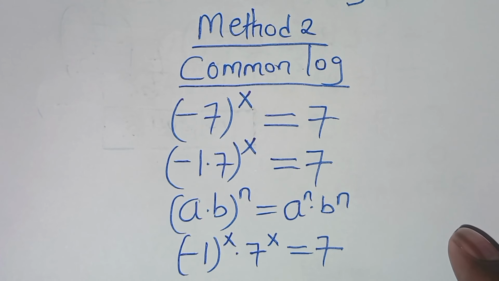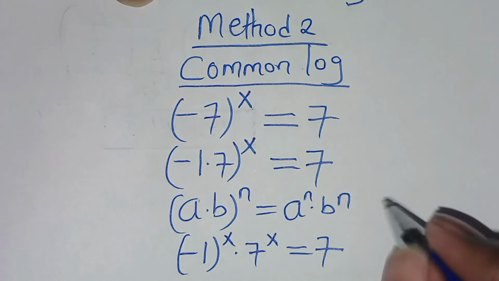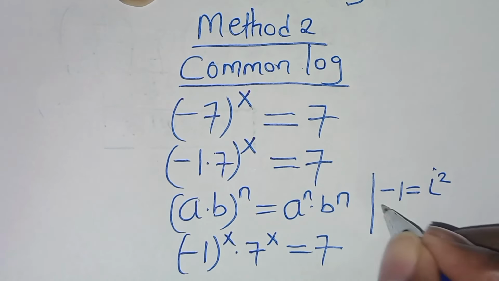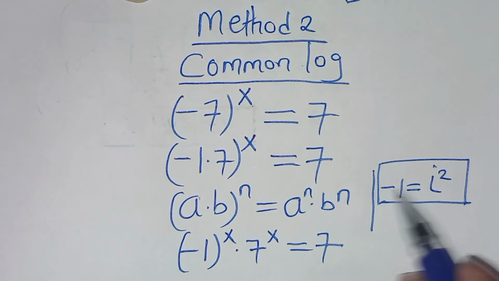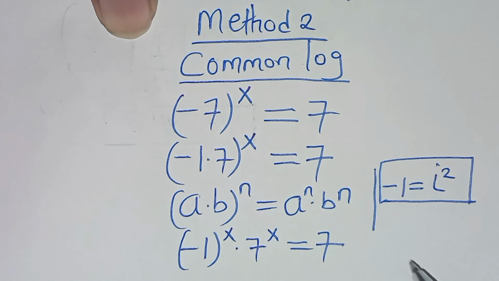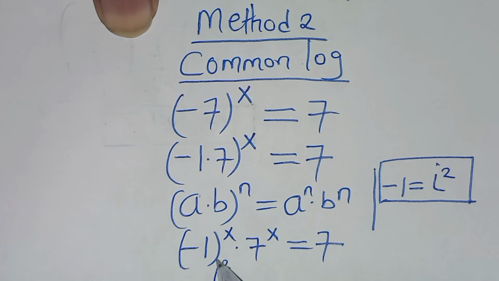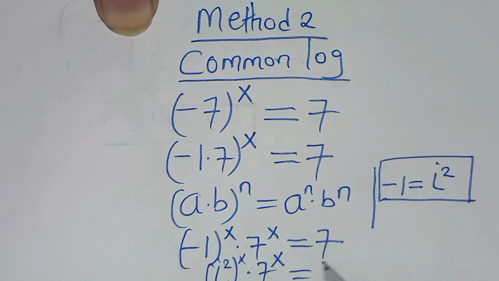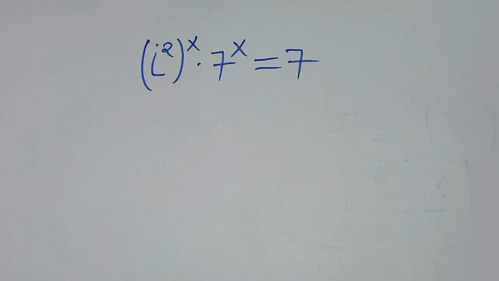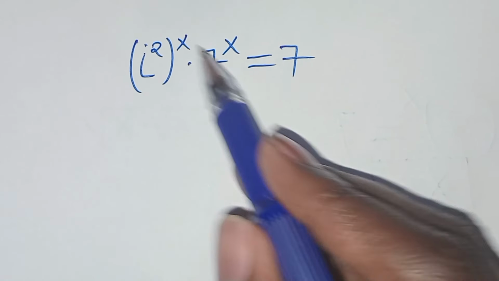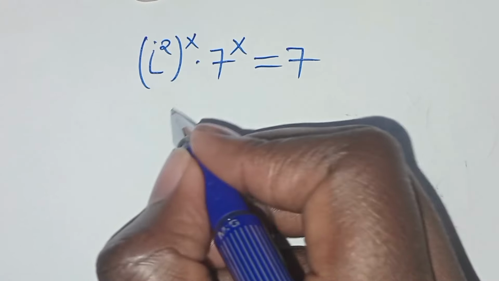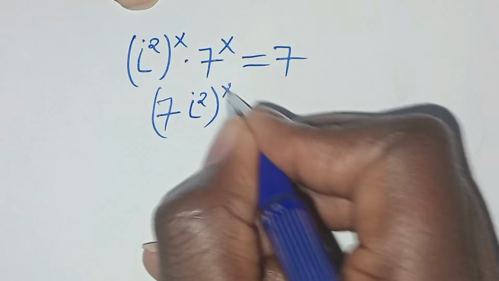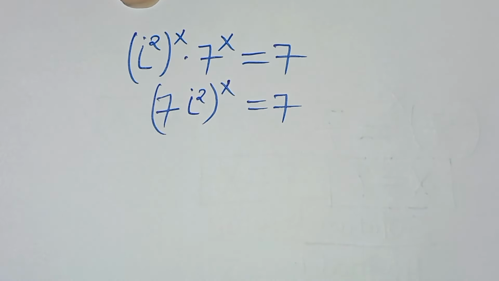Now, the next step from here, we can express minus 1. Minus 1 is the same thing as i squared. So in this case here, we have i squared raised to the power x times 7 raised to the power x. This is equal to 7. So i squared raised to the power x times 7 to the power x can be expressed as 7 i squared raised to the power of x. This is equal to 7.